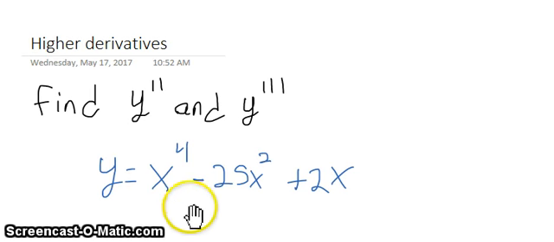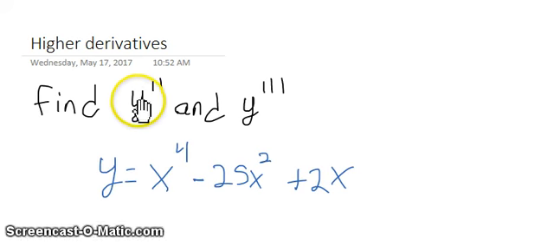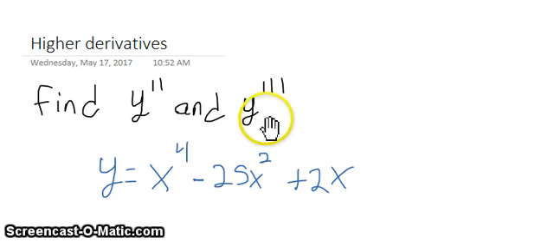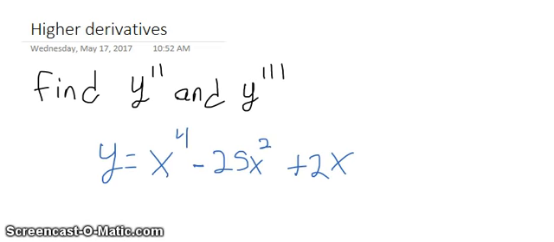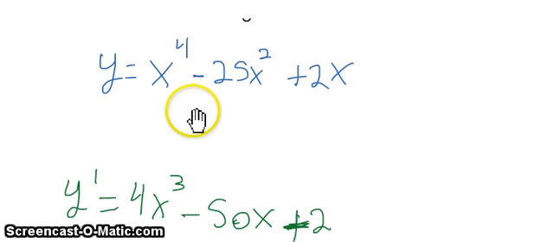If we have y equals x to the 4 minus 25x squared plus 2x, and we're trying to find the second and third derivative of this, represented by y double prime and y triple prime, we would have to start by first finding the first derivative, which we just used the power rule. So we get 4x cubed minus 50x plus 2.